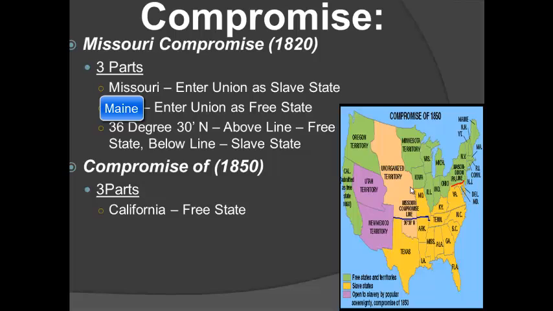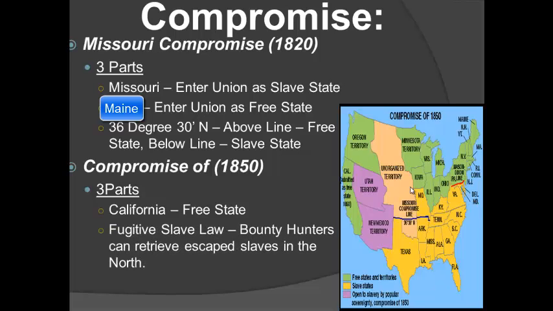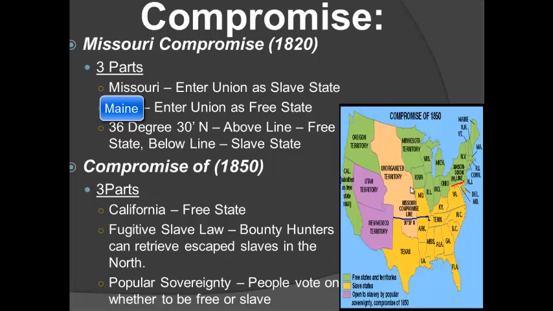So we have the creation of a free California. But again, concerned about that balance. So what does the South get out of this? Well, we'll see. The Fugitive Slave Law will be passed, which allows bounty hunters to retrieve escaped slaves in the North. So it allows bounty hunters to go north and really take into custody anyone they felt was considered to be an escaped slave. And finally, popular sovereignty would be employed in order to give people the right to vote themselves to determine on the issue of slavery, if they were going to be added to the Union, would they be a free or slave state?